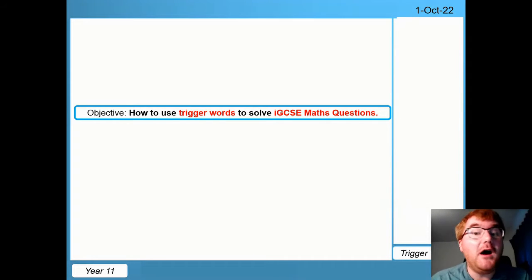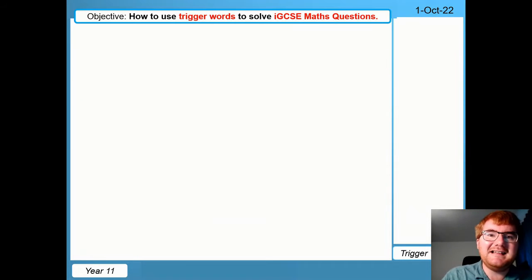Really help you with your iGCSE maths exams. So by recognizing these words and seeing exactly what formula you need, this should get you those extra 2, 3, 4 marks that might make the difference between that B to A grade or even A to A star grade. So let's get started.